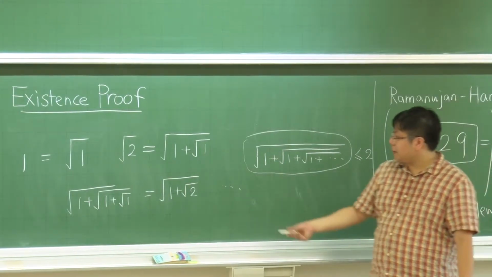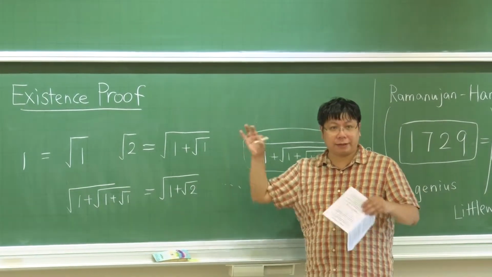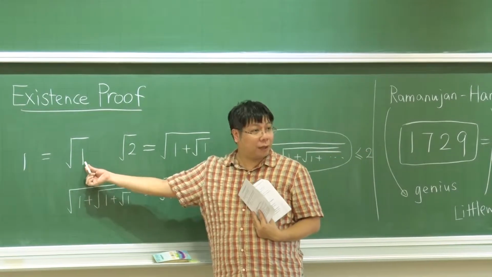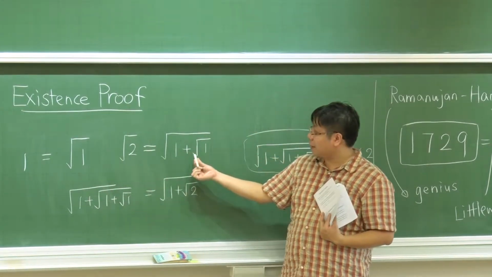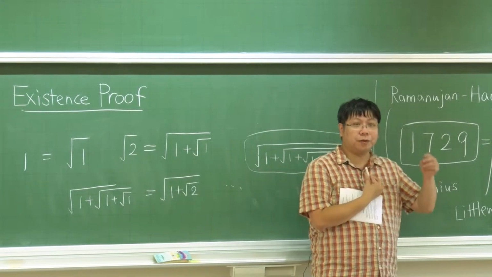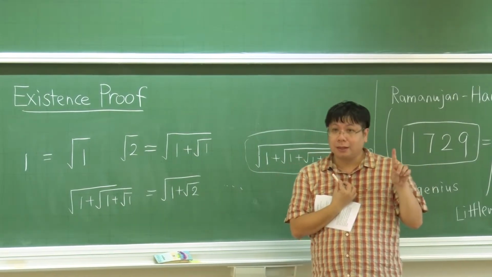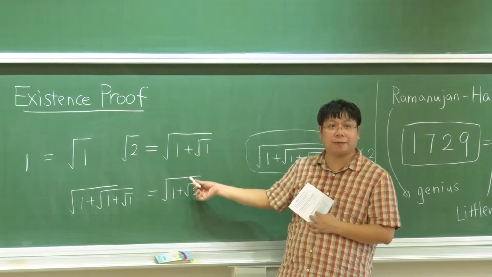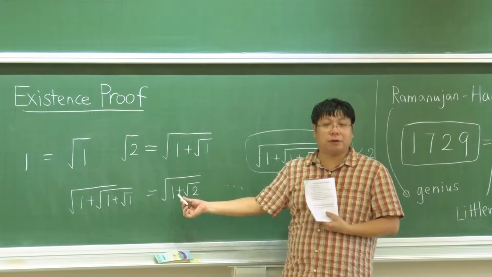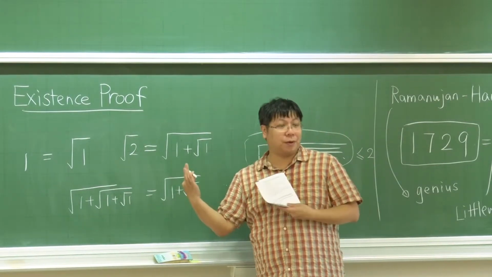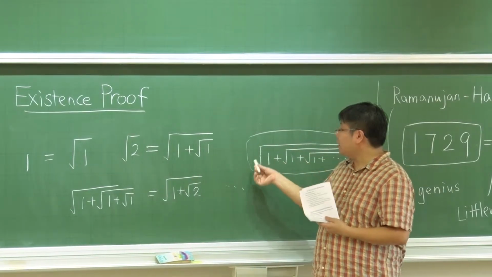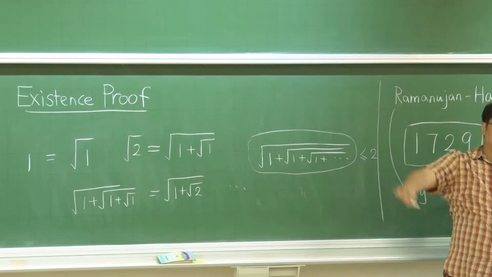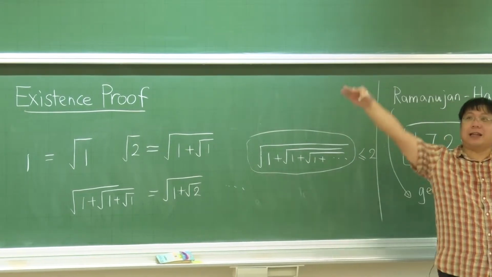But if you have more terms added, it will increase. You start with the square root of 1, and then you become the square root of 2, which is bigger than the square root of 1. Next we have the square root of 1 plus the square root of 2. The square root of 2 is something like 1.4, so it is the square root of 2.4, which is larger than the square root of 2 already. If you add more terms here, it will become larger and larger, but it can never be greater than 2.